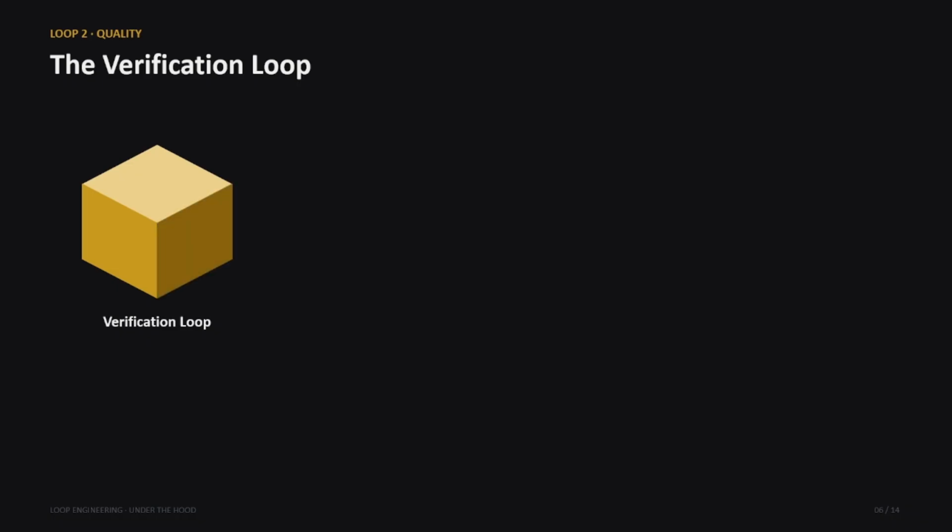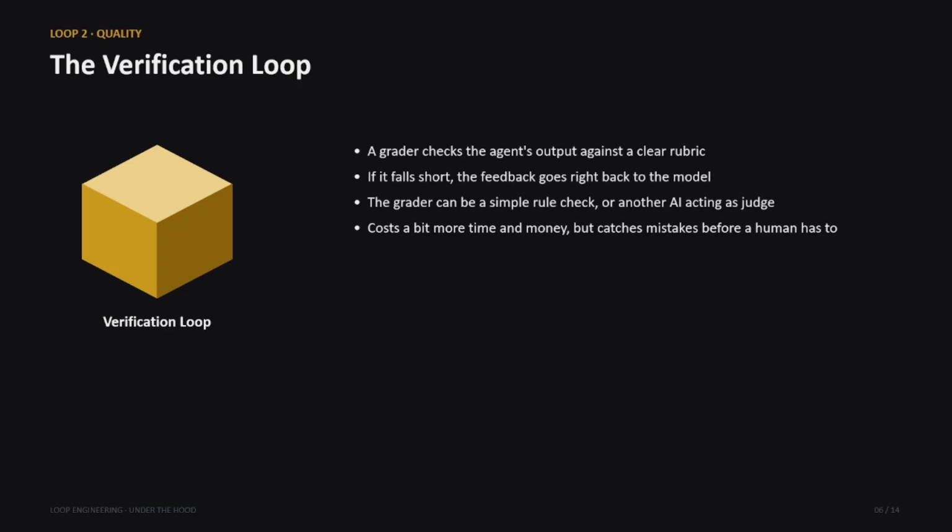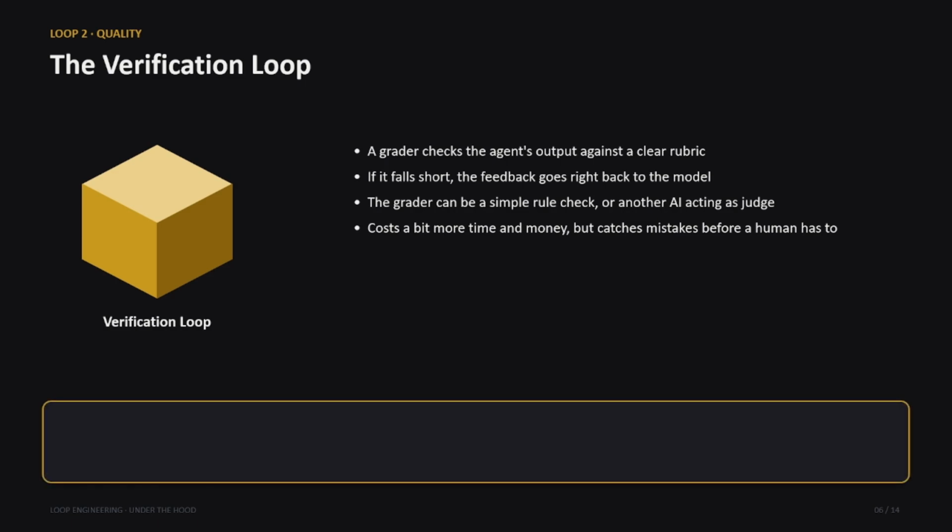The second loop is the verification loop. This loop checks the agent's work. A grader looks at the output and compares it with clear rules or expectations. If the answer is not good enough, the feedback goes back to the model. The grader could be a simple rule like checking whether all links work, or it could be another AI reviewing the answer. This may take a little more time, but it helps catch mistakes before a human has to fix them.